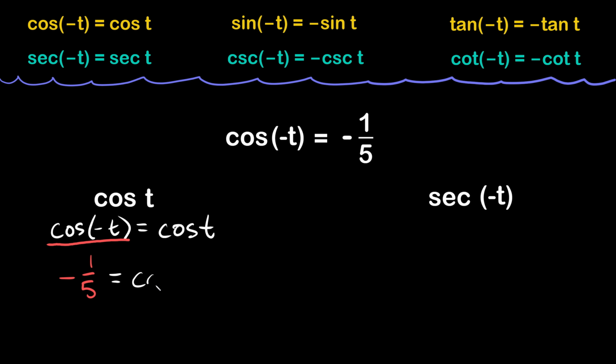So we'll just put the cosine of t right there. Right? So here we get that the cosine of t is equal to simply -1/5. All right, now let's go to the next one.